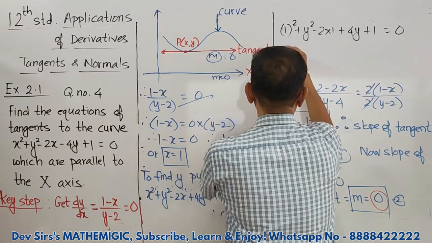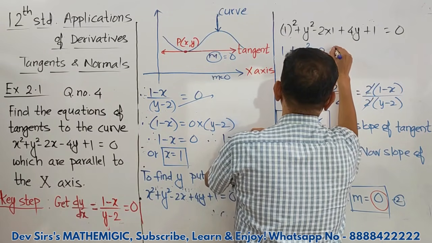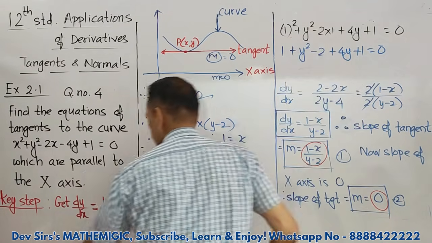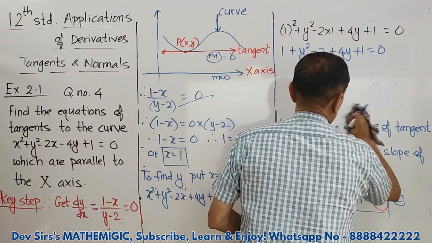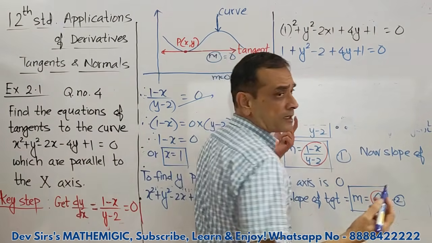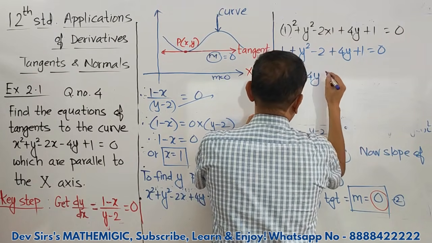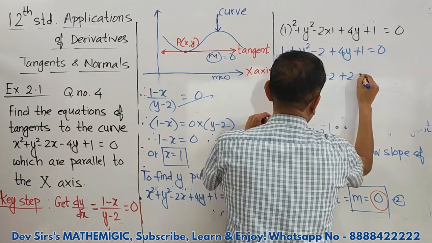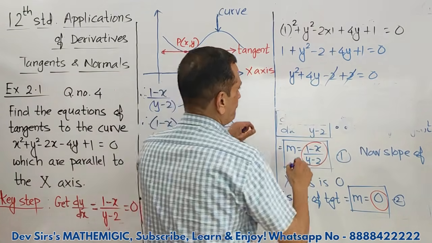So 1 plus y squared minus 2 plus 4y plus 1 equal to 0. So y squared plus 4y minus 2, 1 plus 1 is plus 2, equal to 0. Minus 2 plus 2 कैंसल हो गया है.